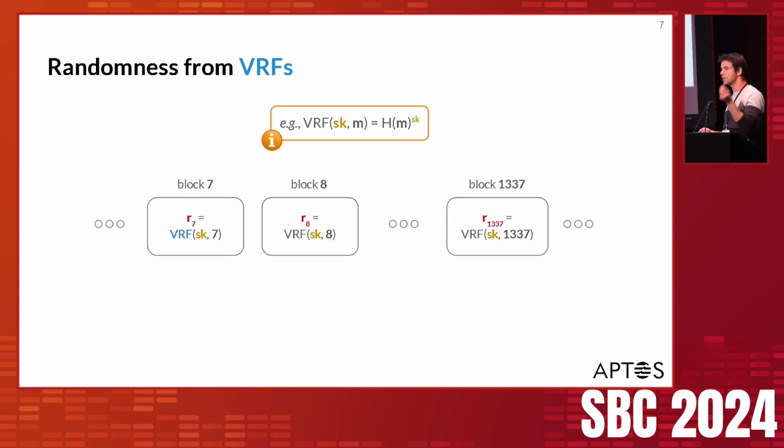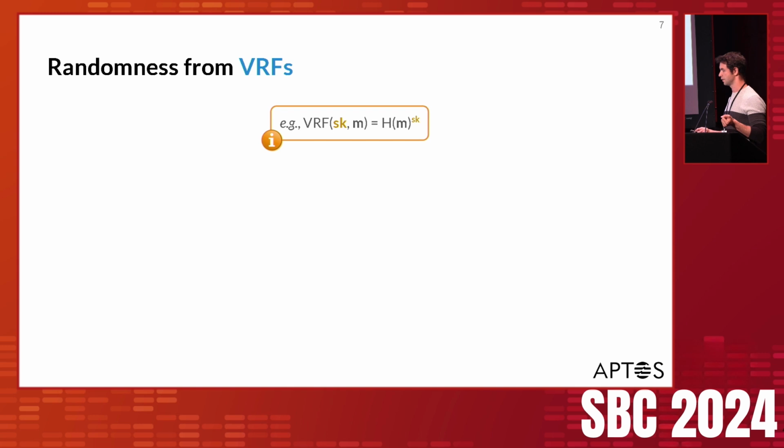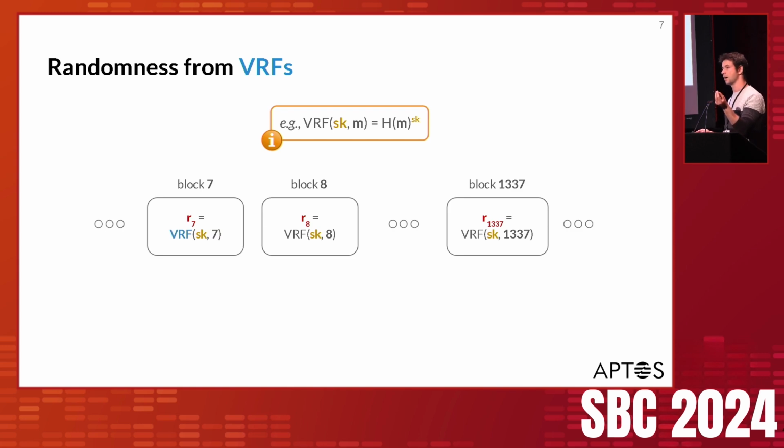All you have to do is for each block I in your chain, you evaluate the VRF on either the block number I or the block contents. Here I'm using the block number. So that basically produces this randomness Ri for each block I. The problem, of course, is who is this guy in the sky, because he will know the secret key, and if he knows the secret key, he can predict the randomness ahead of time, which makes it completely useless.